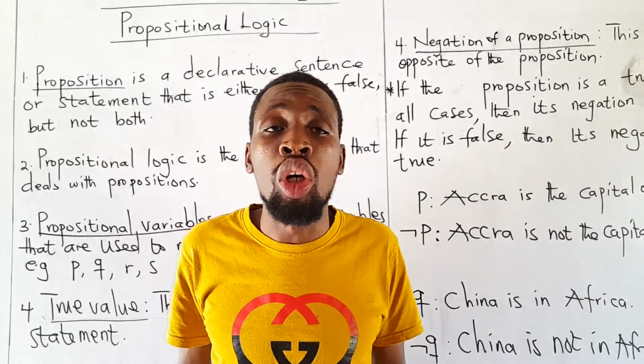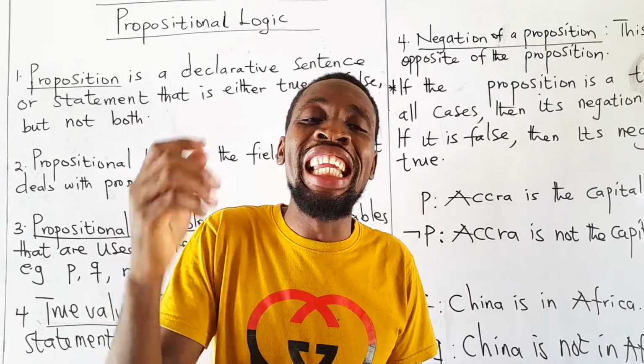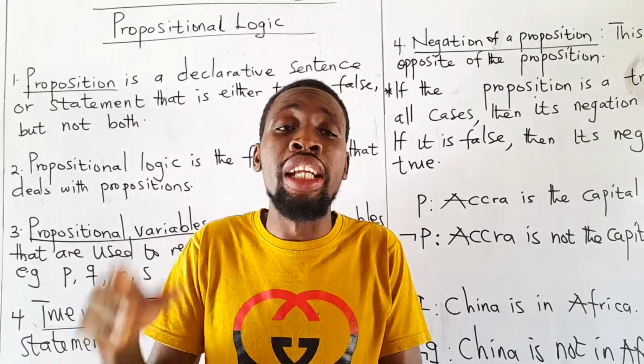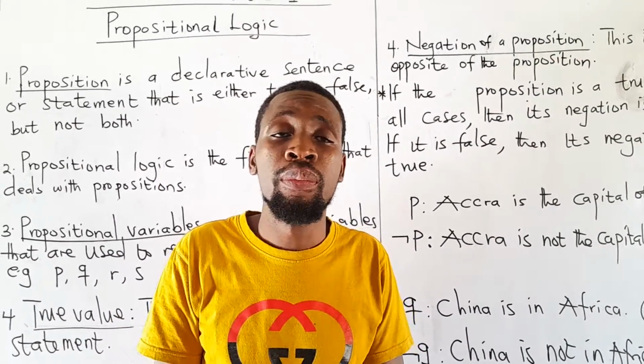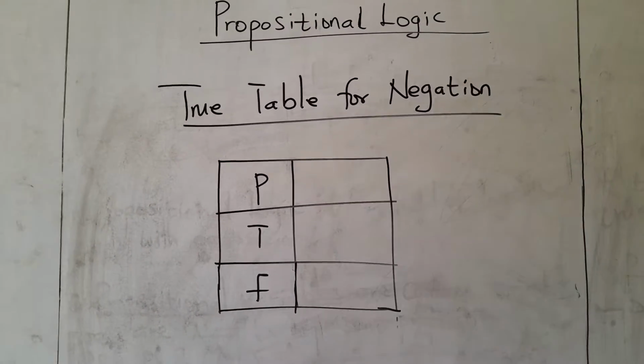The next thing we are going to talk about is the truth table for a negative statement, or the truth table for the negation of a statement. So the next thing is the truth table for negation.